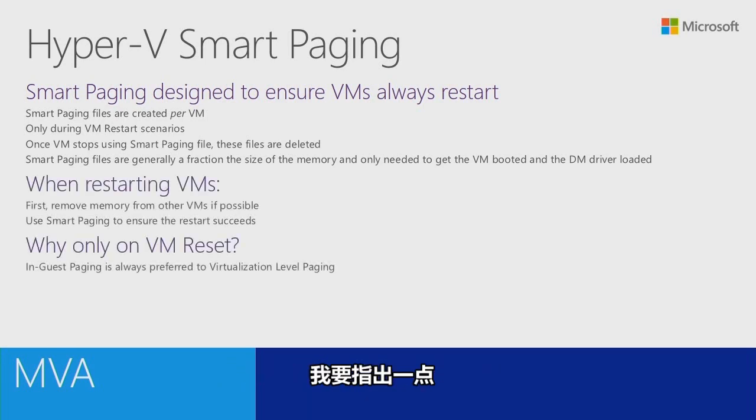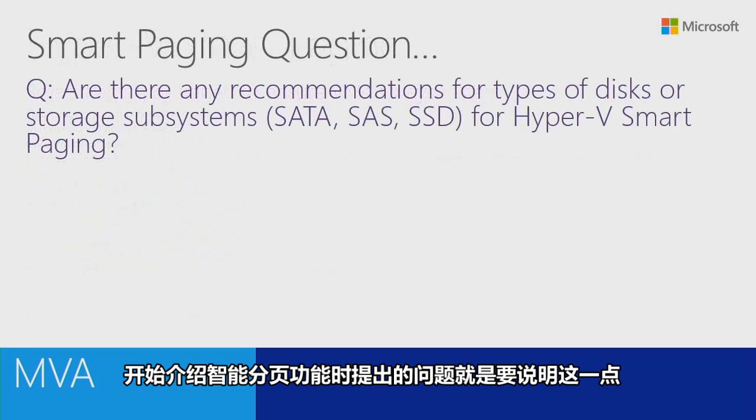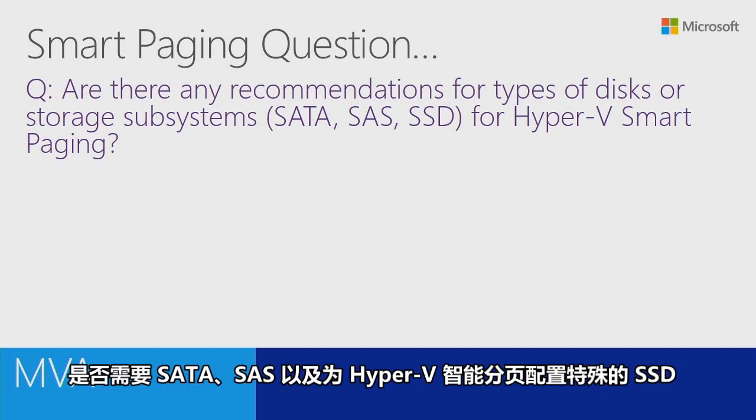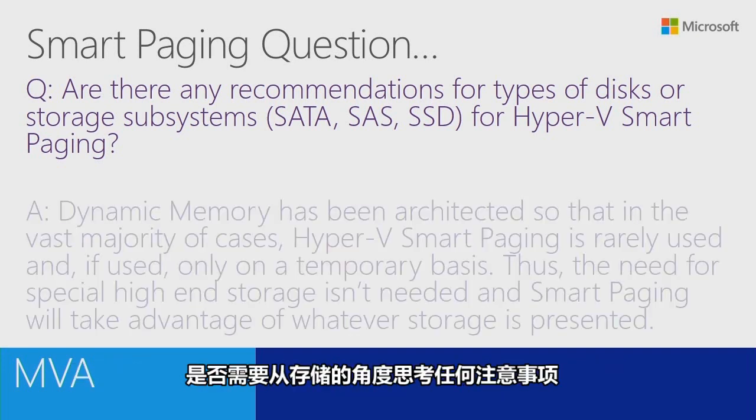One thing I also want to point out is a question I've gotten since we've introduced smart paging. If I'm using smart paging, are there any recommendations? Do I need SATA? Do I need SAS? Do I need special SSD for Hyper-V smart paging? Are there any special considerations I need to think about from a storage perspective?